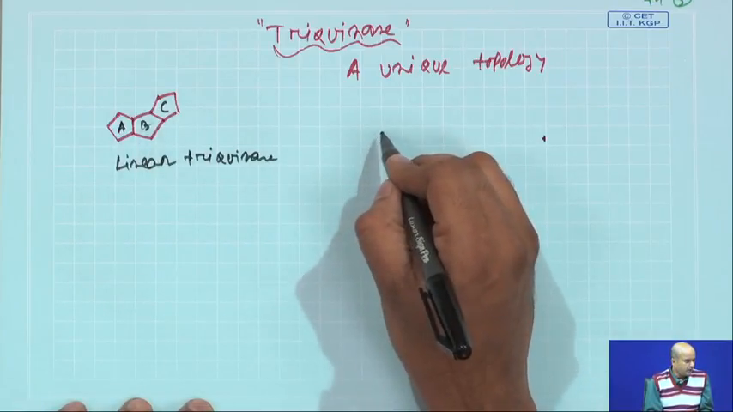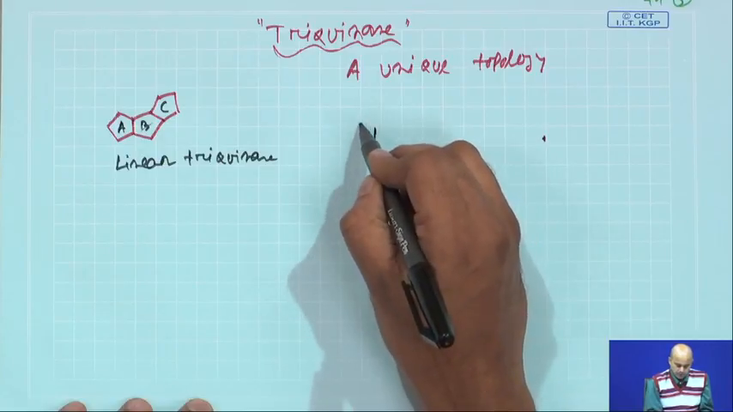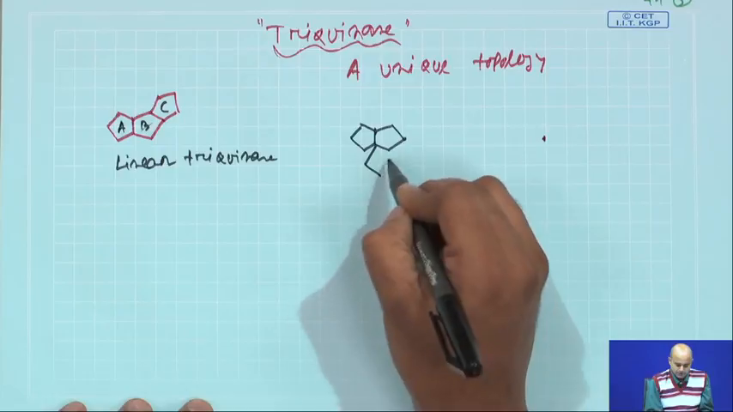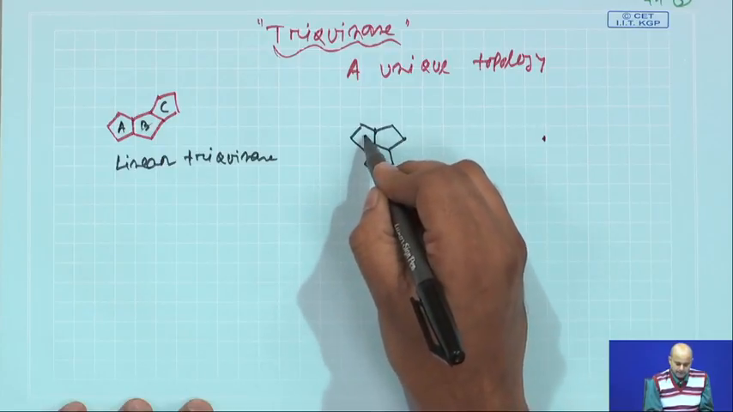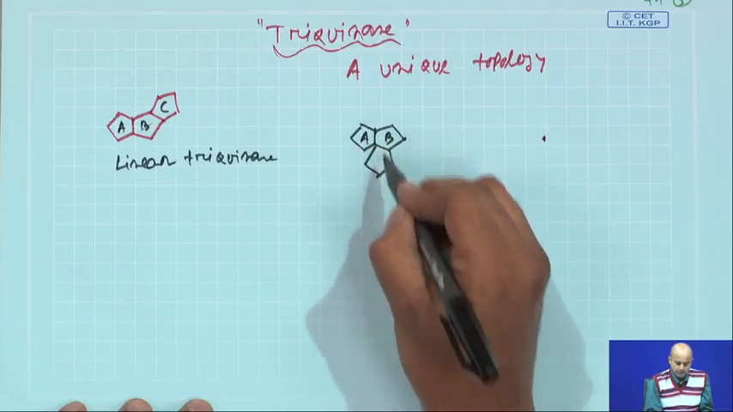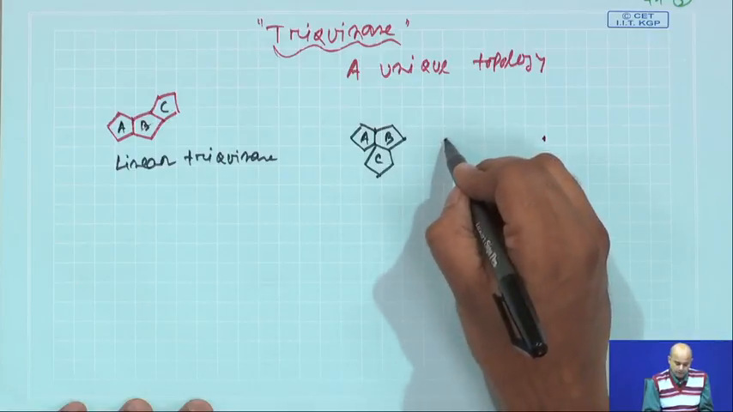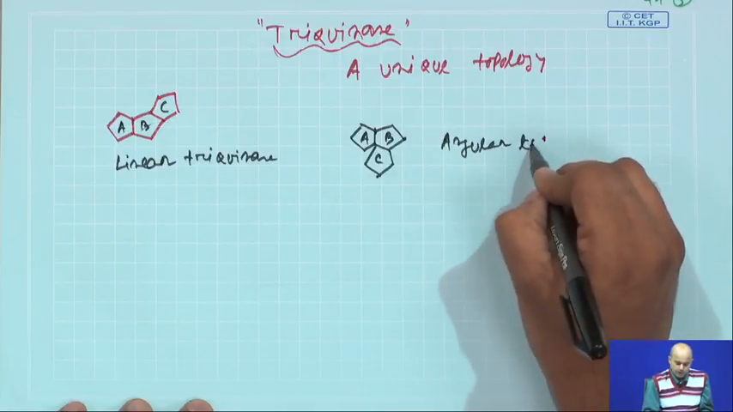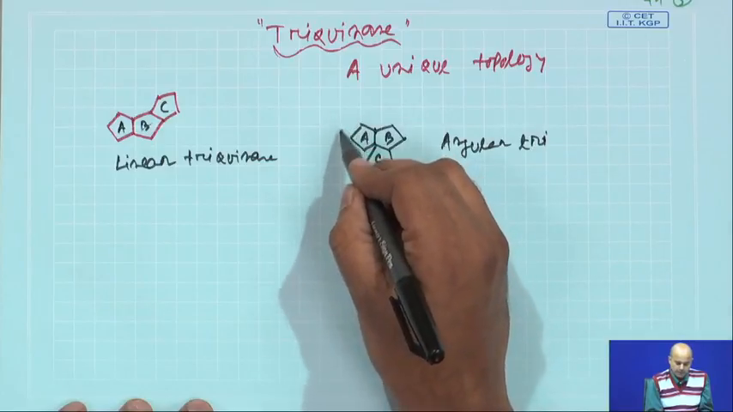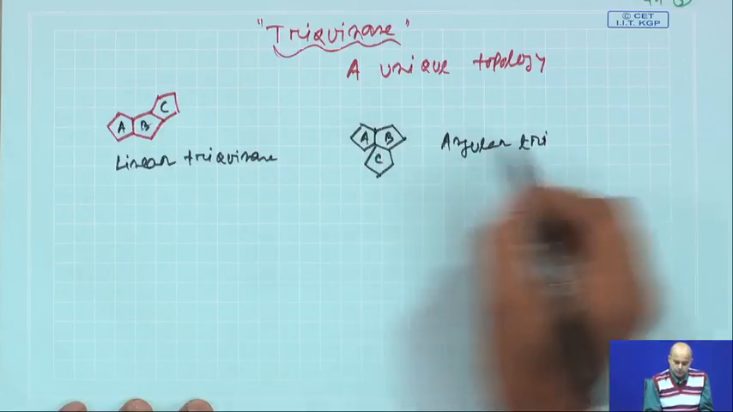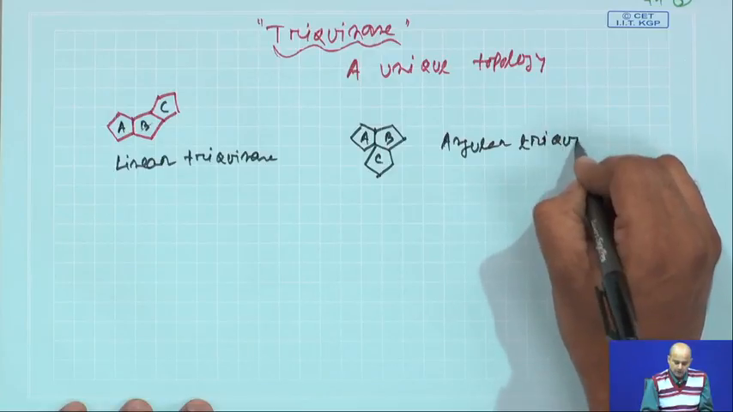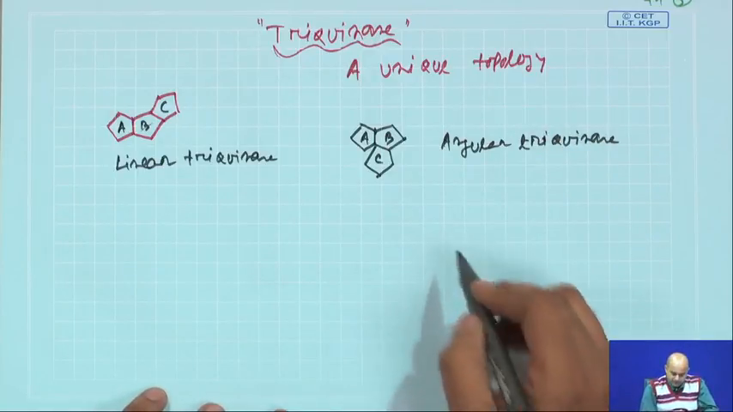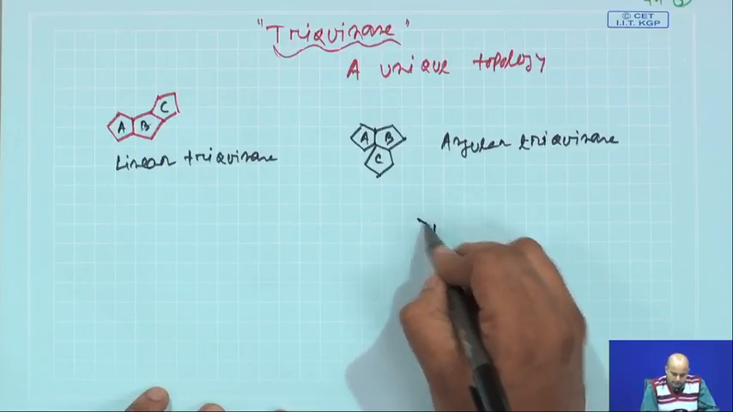Then there are angular triquinanes. You see, angular triquinanes will be something like this structure, where rings A and B are linearly fused and ring C is angularly fused, which is called an angular triquinane. Now, definitely those are not hydrocarbons, you have different functional groups attached to these ring carbons of angular triquinanes.